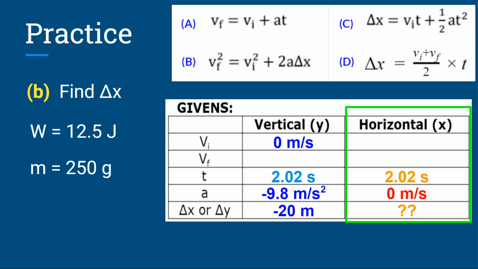However, I also know that work is equal to change in kinetic energy. So that work, that 12.5 joules that was used to move that ball from rest, that means that that ball now has 12.5 joules of kinetic energy. Okay, if you do 12.5 joules of work on something to move it from rest, you have just told me how much kinetic energy it has.